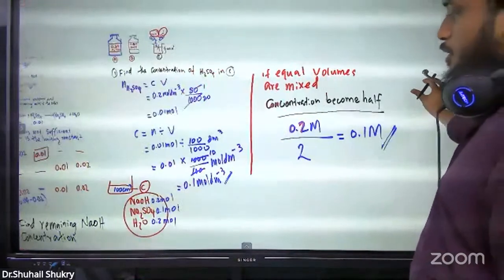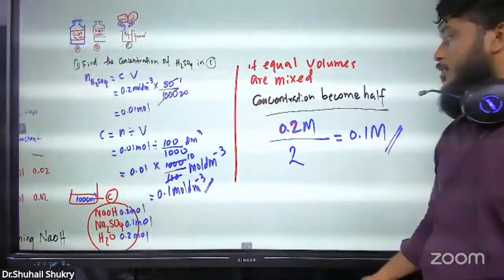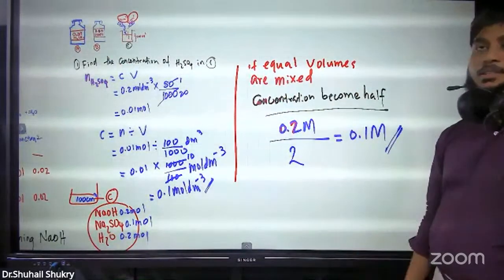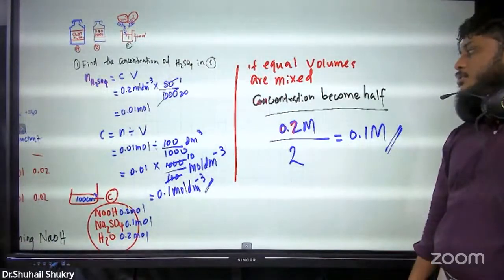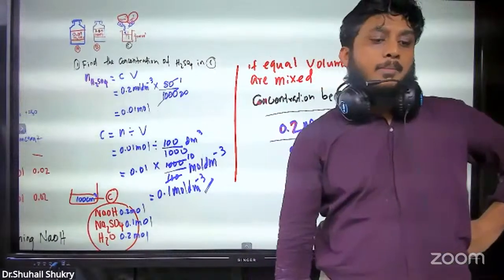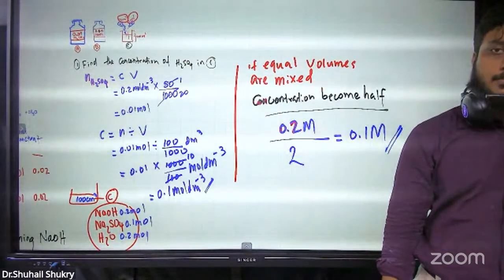The number of steps you are doing like this, right? And you can reduce to this. But when you are writing, write this sentence: if equal volumes are mixed, concentration becomes half. Right? So remember this part. Okay? Clear?